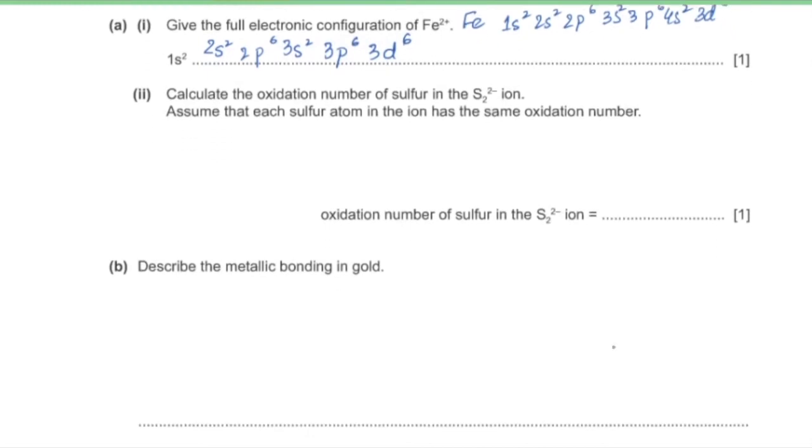Part 2, calculate the oxidation number of sulfur in the S2 2- ion. Assume that each sulfur atom in the ion has the same oxidation number. So there are 2 sulfur atoms and each has an oxidation state of X. So 2X equals -2, which is the combined charge on the S2 ion. So each sulfur atom has an oxidation state of -1.